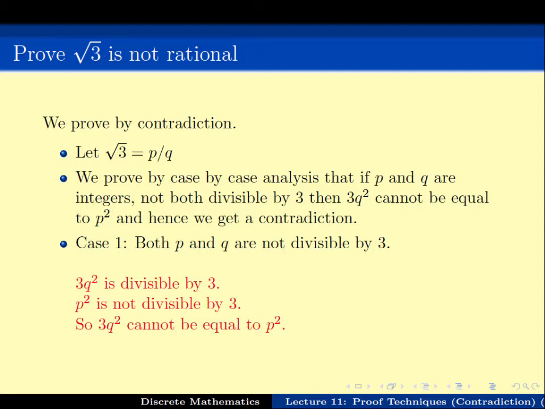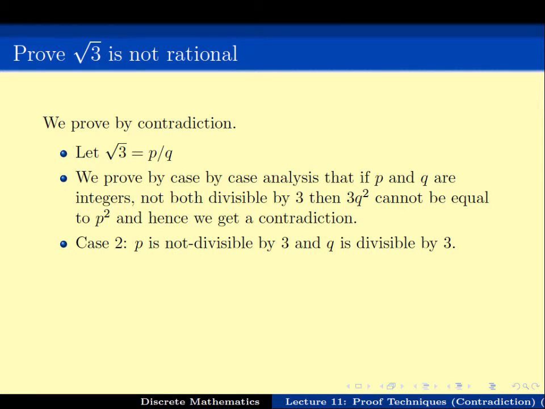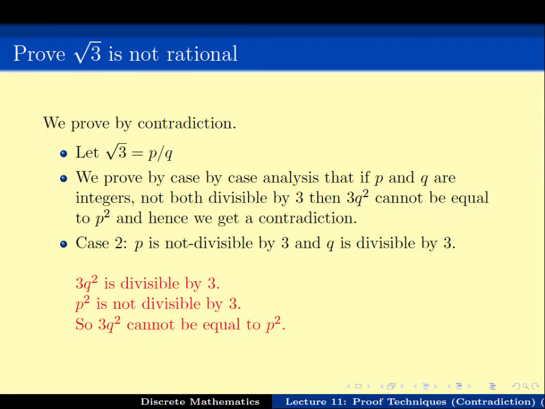Now let's go to case 2. This is the case where p is not divisible by 3, but q is divisible by 3. Again, the same argument: 3q square is divisible by 3, and p is not divisible by 3, therefore p square is not divisible by 3, and hence 3q square cannot be equal to p square.